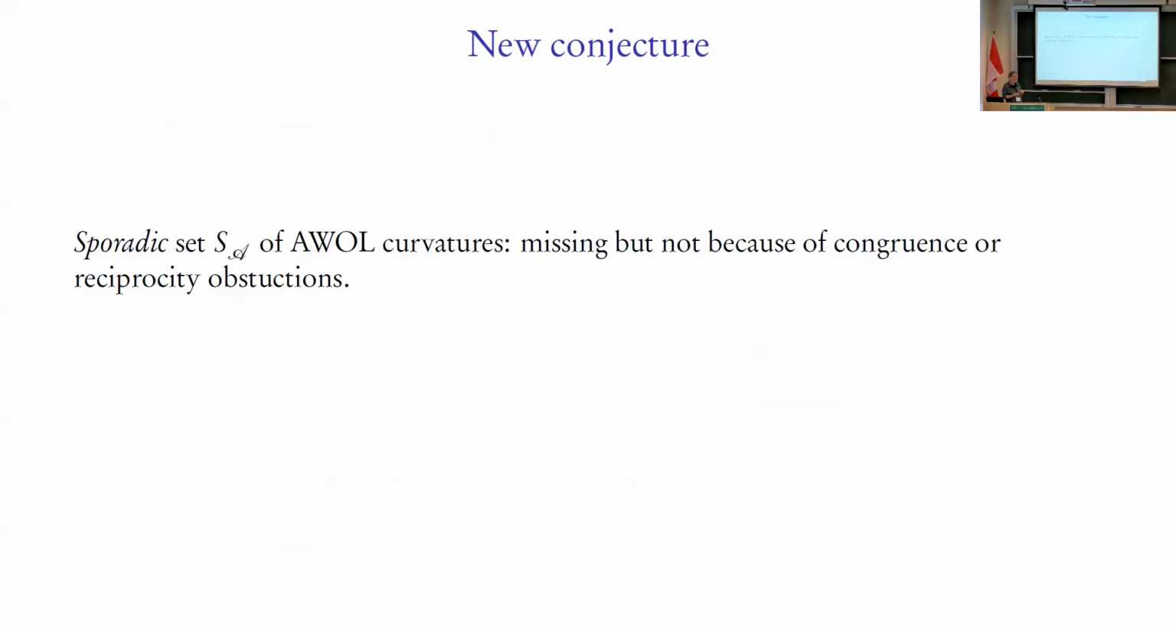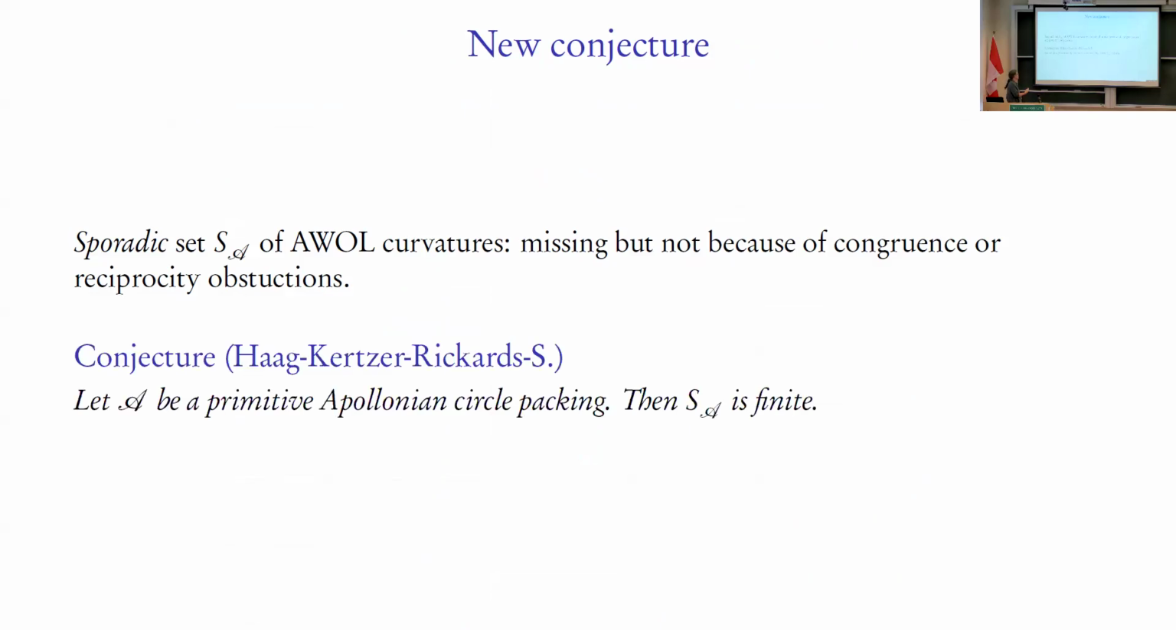All right, so we can update the conjecture. The idea is now we know you could be missing because of congruence restrictions or because of reciprocity obstructions. And so the sporadic set is everything that's missing, but not for a good reason, not for either the reciprocity reason or the congruence reason. And then the conjecture is that for any primitive integral Apollonian circle packing, the sporadic set should be finite.